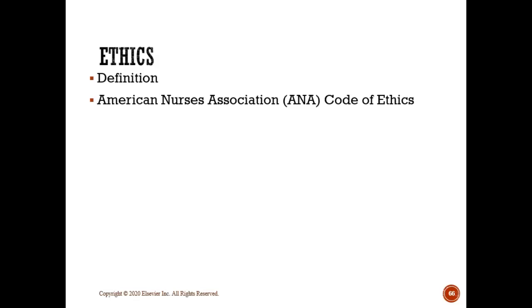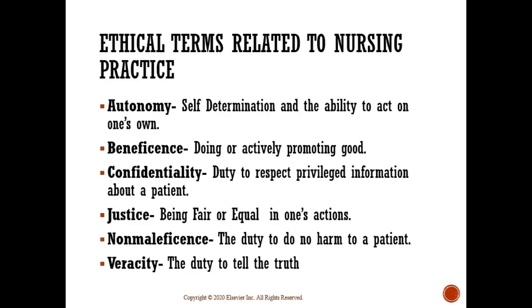Next, we're going to be talking about ethical terms related to nursing. This is terminology that we expect you to know. One would be autonomy. Autonomy is self-determination and the ability to act on one's own. Next would be beneficence, or doing or actively promoting good. Confidentiality is the duty to respect privileged information about a patient. When it comes to legislation, this is where HIPAA comes in. Justice is being fair or equal in one's actions.